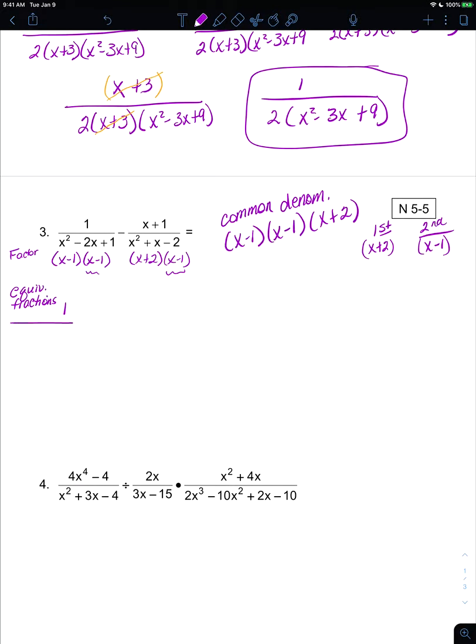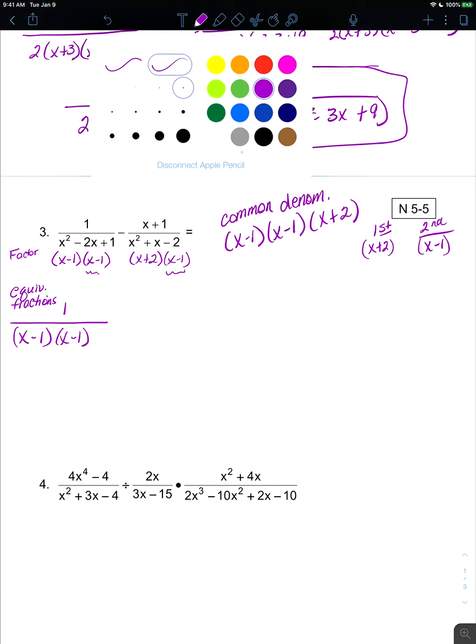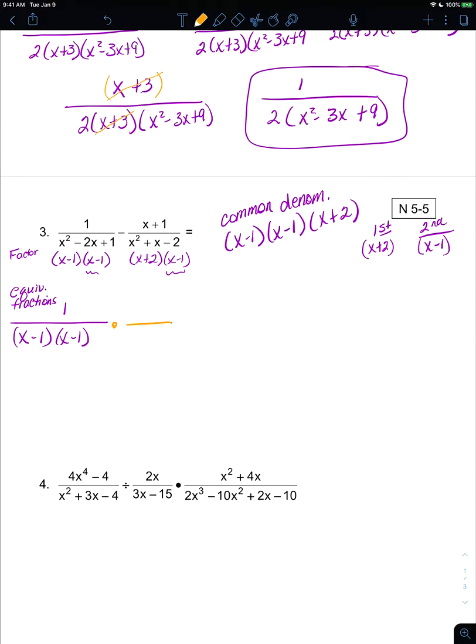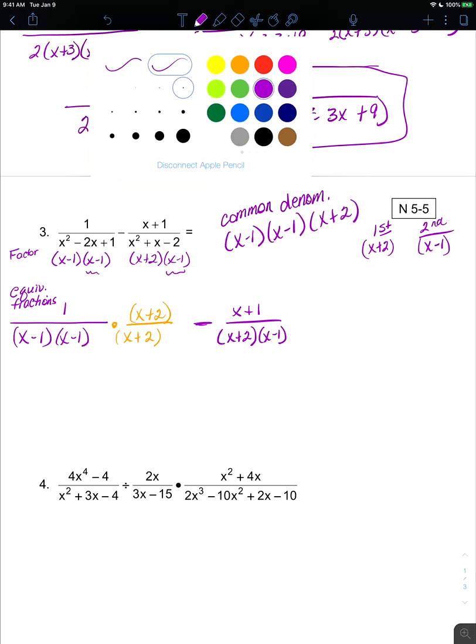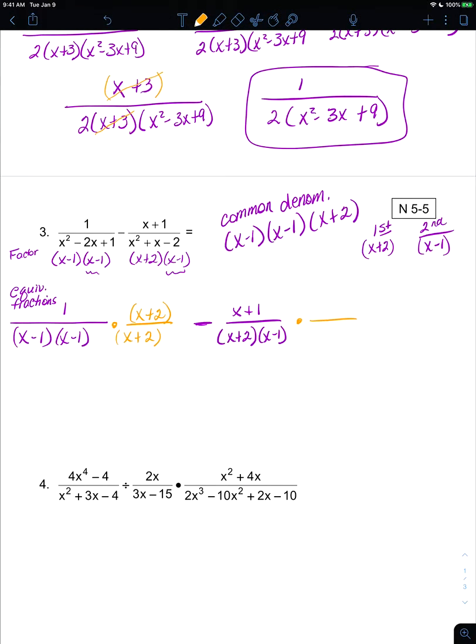So we've got 1 over x minus 1 times x minus 1. We need to multiply that one by the x plus 2, and we do it to the bottom. We're going to do it to the top. This is a subtraction, so again, we're going to make sure that we distribute that when it comes time. We've got this x plus 1 over that denominator factored was x plus 2, x minus 1. And we said this term needs to be multiplied by the x minus 1.